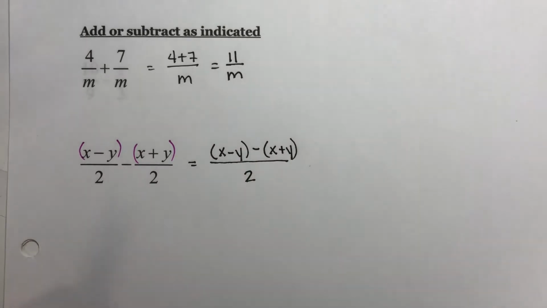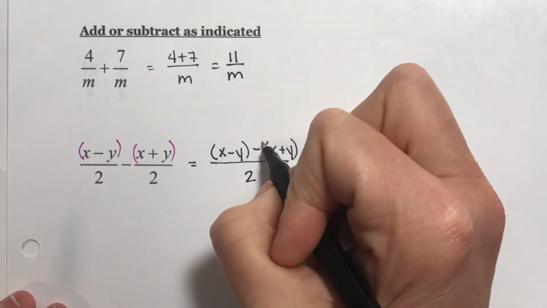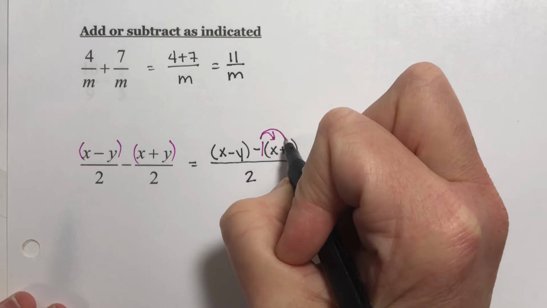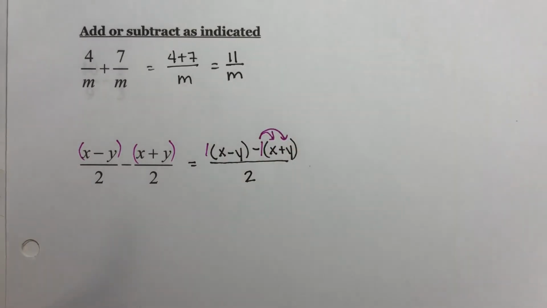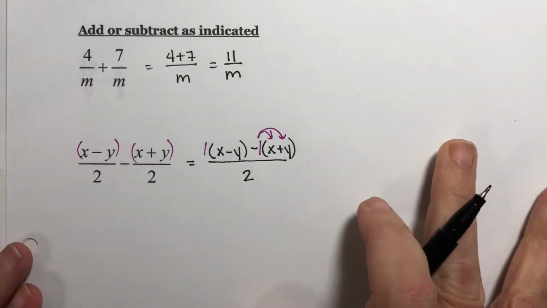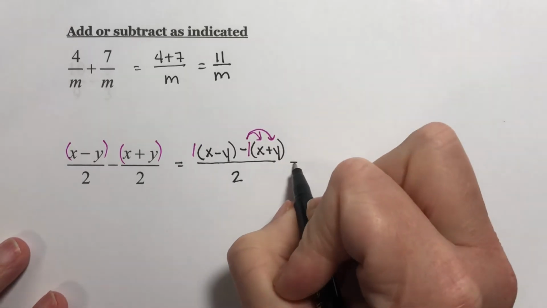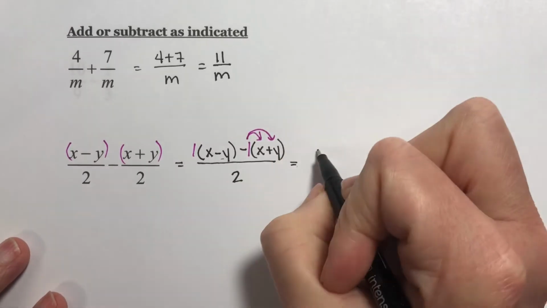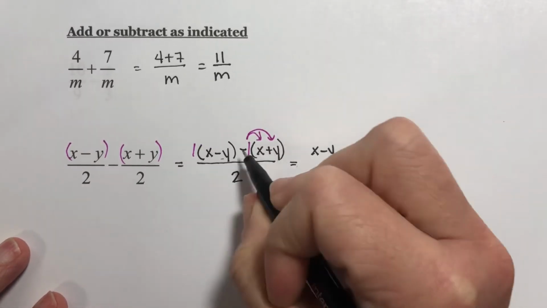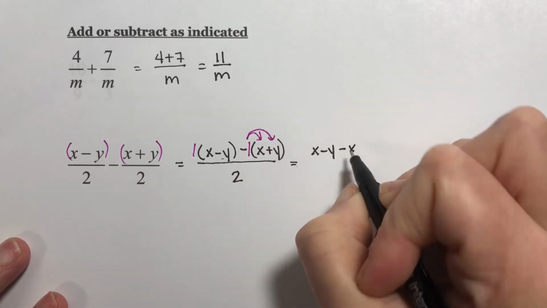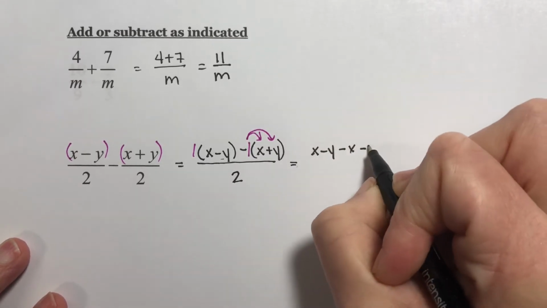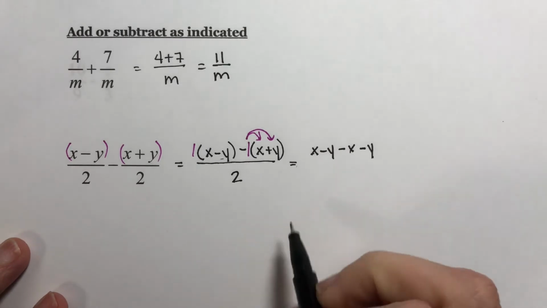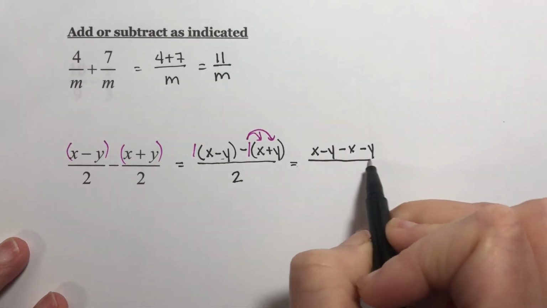Now, why are the parentheses so important? Because that's a -1 that needs to be distributed. Technically, that's a 1 there. You can think of it as distributing a 1, but of course that doesn't change anything. So I can drop these parentheses. I have x minus y minus x minus y. Now, if I go to combine like terms, this is all over 2.